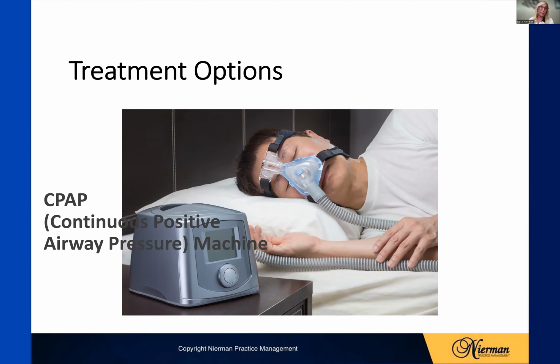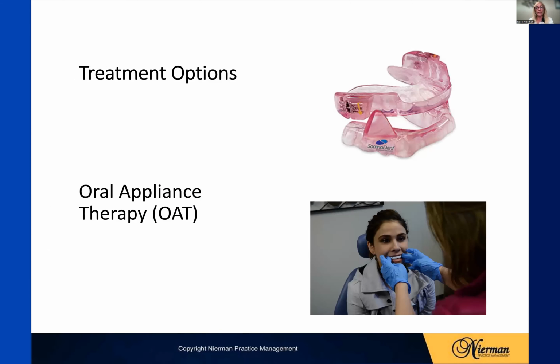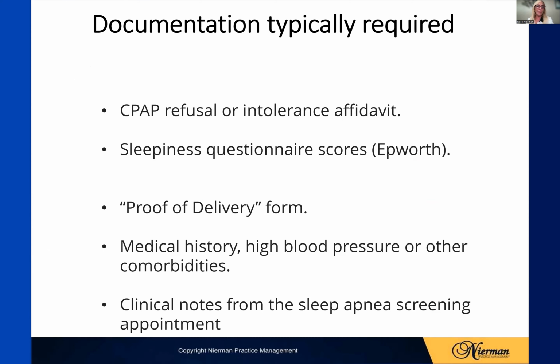Now, treatment options. According to most insurance companies, CPAP is still considered the gold standard, though that's going to change. Oral appliances are an alternative to CPAP. Because of that, you have to show that the patient either refused CPAP, especially if it's severe sleep apnea, or maybe tried CPAP and is intolerant to it. So let's talk about documentation. That's the first line of defense, is to have that CPAP refusal or intolerance.